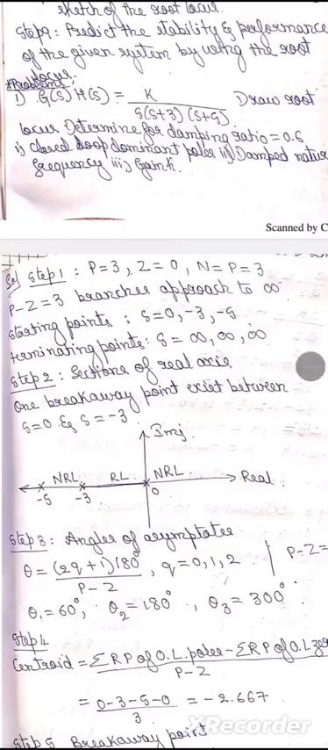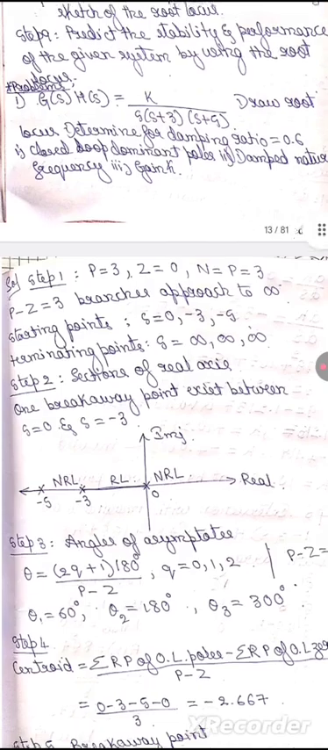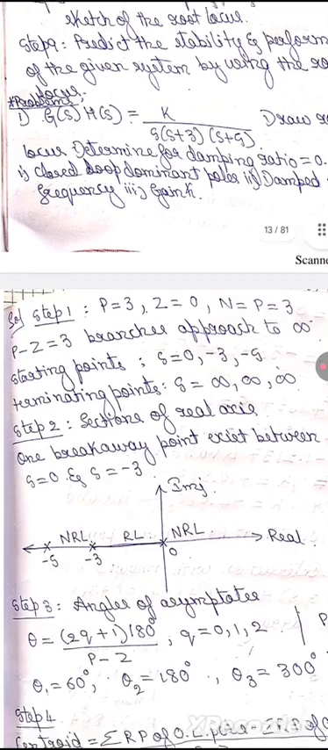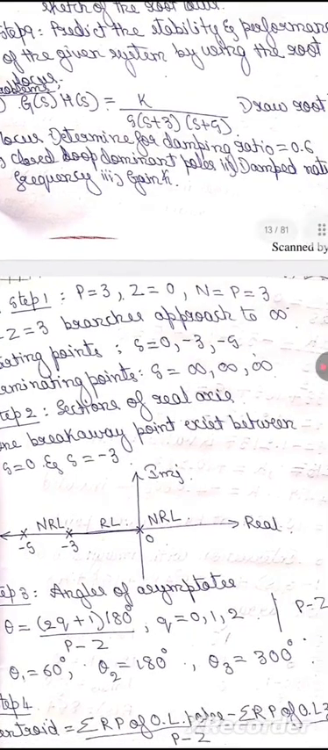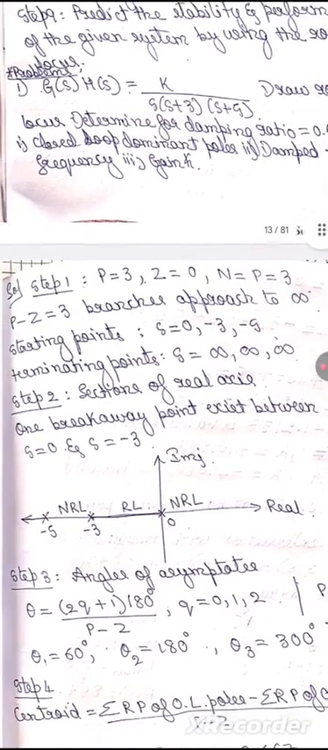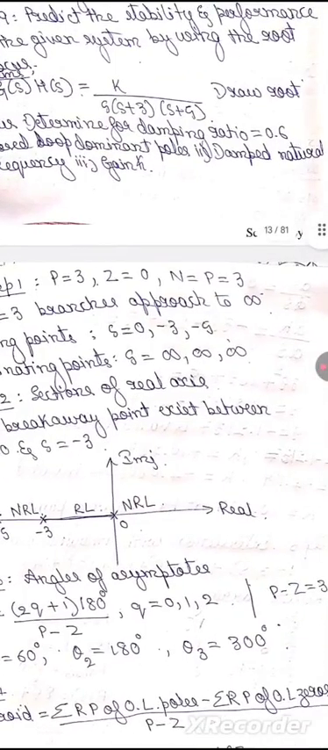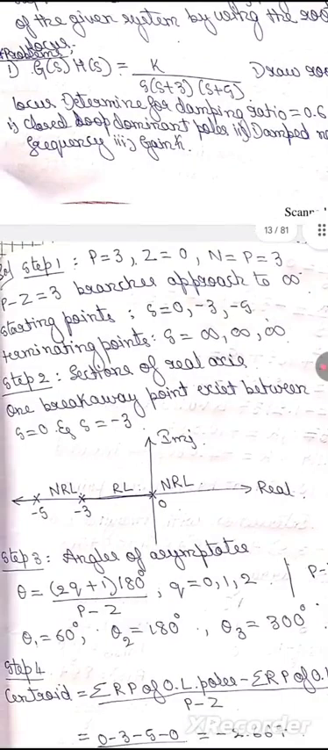Everyone, in the last video we have discussed regarding a root locus problem. It was normal, they did not ask to determine the damping ratio. Here the question is almost similar. G(s)H(s) is equal to k divided by s into s plus 3 into s plus 5. So we need to determine for damping ratio 0.6. Here closed loop dominant poles we need to determine, damped natural frequency and gain k.